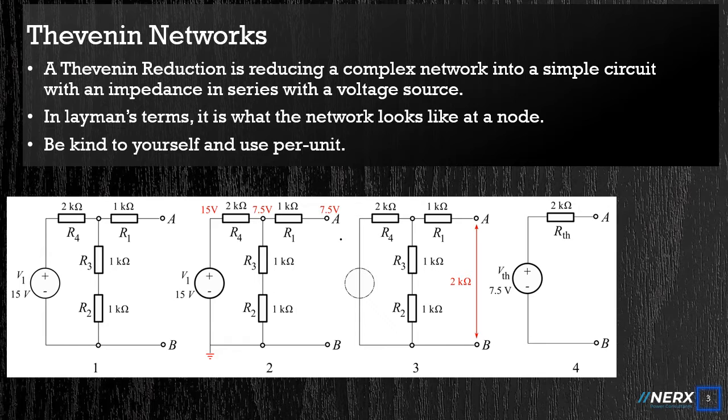The first tool needed to carry out analysis of unbalanced systems with symmetrical components are Thevenin networks. A Thevenin network consists of a voltage source and a series impedance that is a reduction of the network at a node to just these two components. It is how the rest of the system looks to a node.